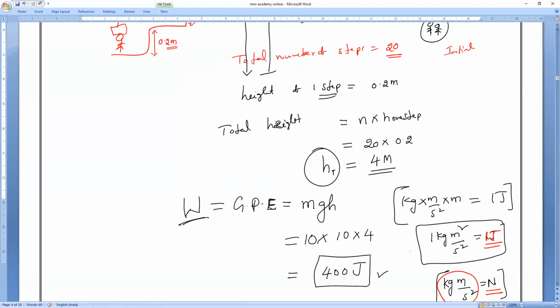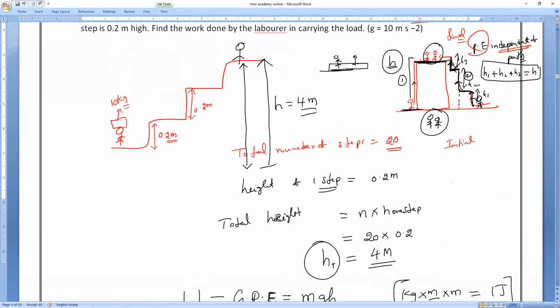Sir, why gravitational potential energy here? Because he is working against what? Working against gravity. Working against gravity means it is equal to energy possessed. Am I right, Mr. Gokul? That is what you have to understand.